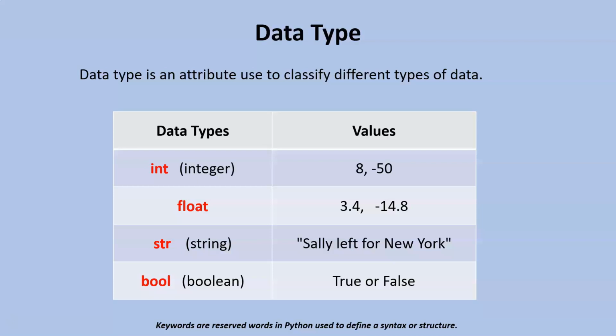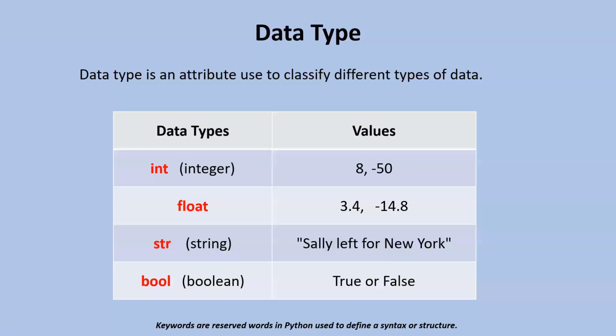There's one more data type that is very important in Python, and that is the Boolean data type. Boolean can take on two values. The first value is true, and the second value is false. The keyword bool, B-O-O-L, is used to represent a Boolean data type.